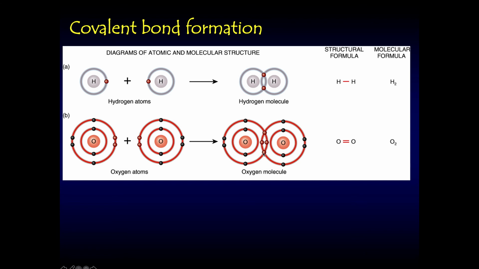That's also happy. But how many electrons is it sharing now? How many pairs of electrons is it sharing? We call that a double covalent bond, because each red line represents one pair of shared electrons. So the 2 atoms of oxygen are held together by a double covalent bond.